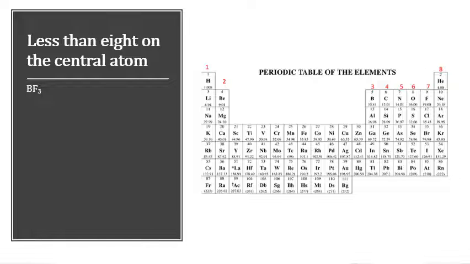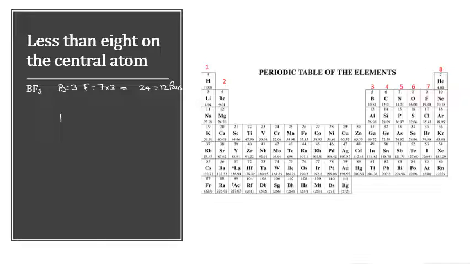Let's see an example with less than 8 electrons on the central atom. The first example here is BF3. To draw the electron structure for BF3, look in the periodic table for boron. Boron is in the 13th group, so you can see 3 valence electrons. And fluorine is in the 17th, so we have 7 valence electrons. There are 3 of them, so total 24 electrons, right? So that means 12 pairs.